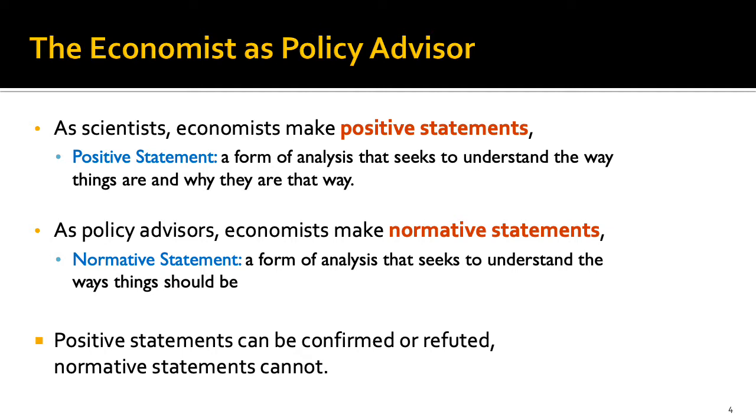As policy advisors, economists make normative statements. A normative statement is a form of analysis that seeks to understand the way things should be. So in this job, economists will give information to our lawmakers, informing new policies, and their role is particularly useful in the assessment of cost and benefit analysis, and also into the concept of the results of policy that can be unintended. We'll have quite a bit of a look at this in a later chapter.